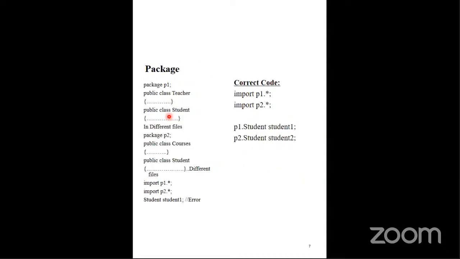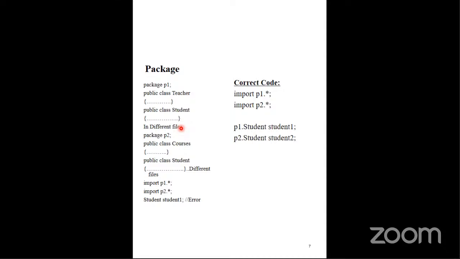All right, fine. So let us take another example. Consider package P1. There is a public class teacher. There is another class, public class student. Now these two classes are in two different files. Why are they in two different files? Because remember that one .java file can have only one public class. I repeat, a single Java file can have only one public class.